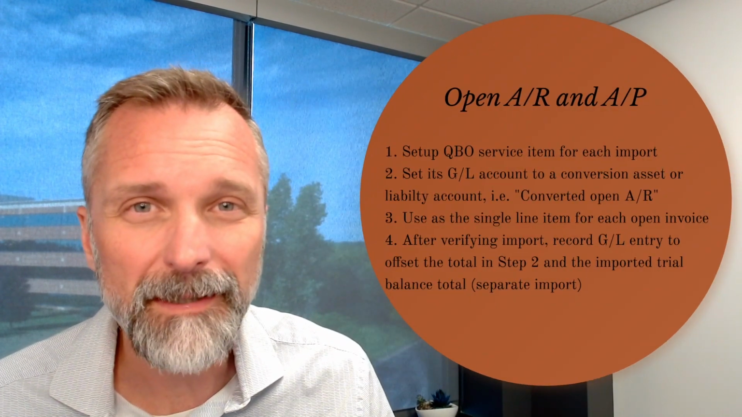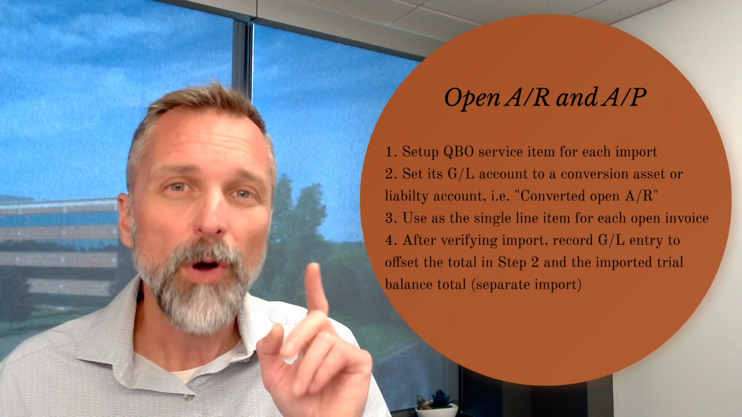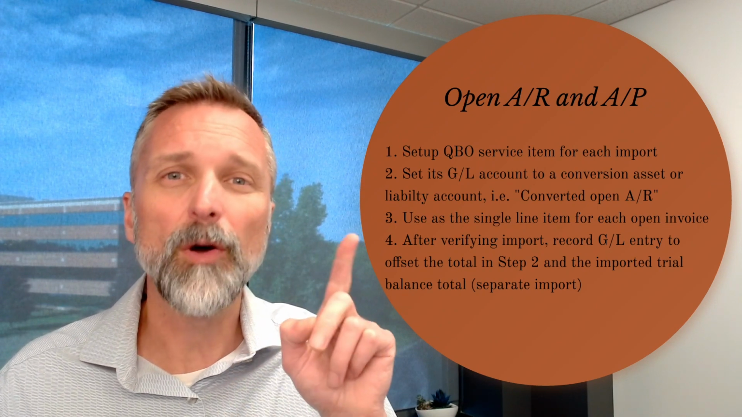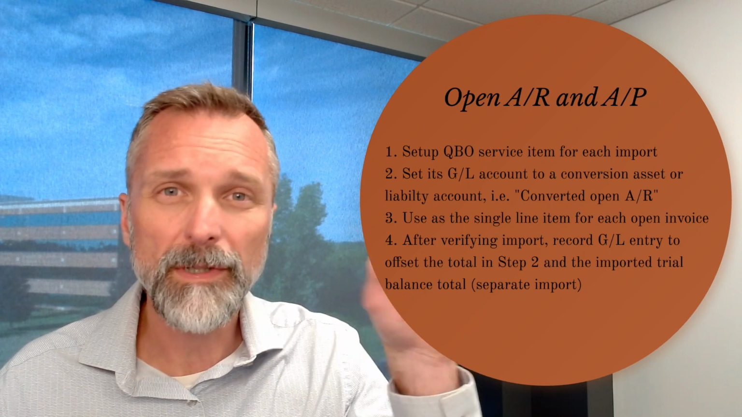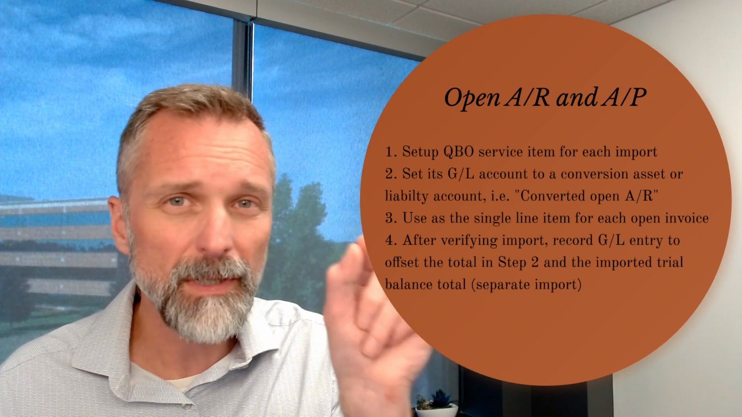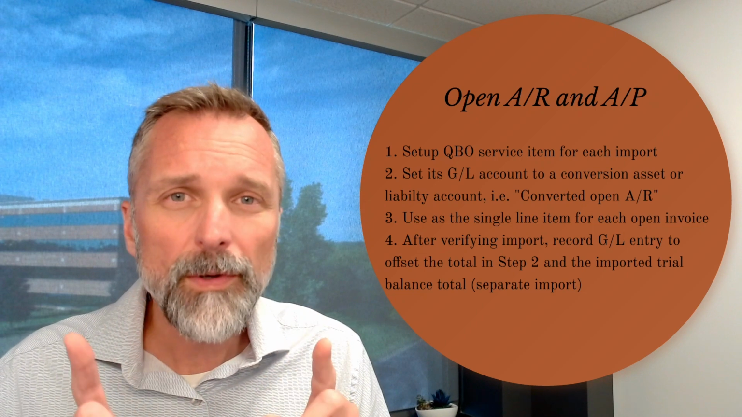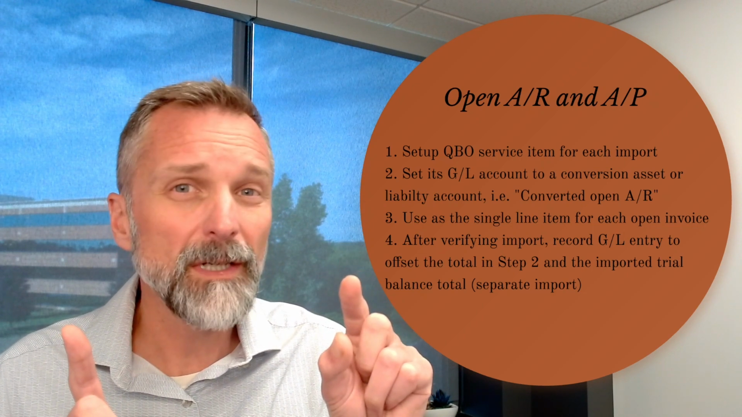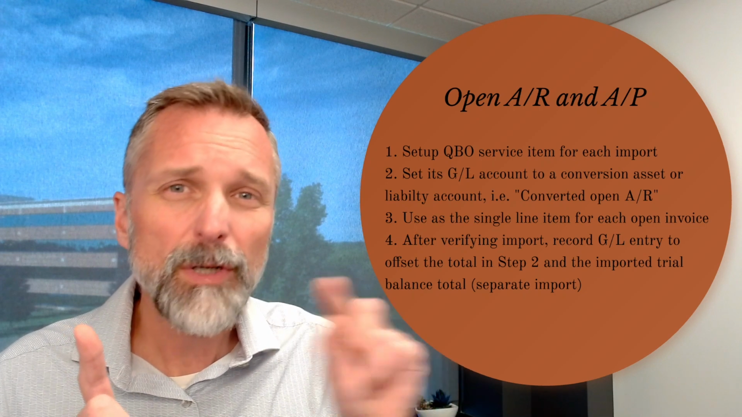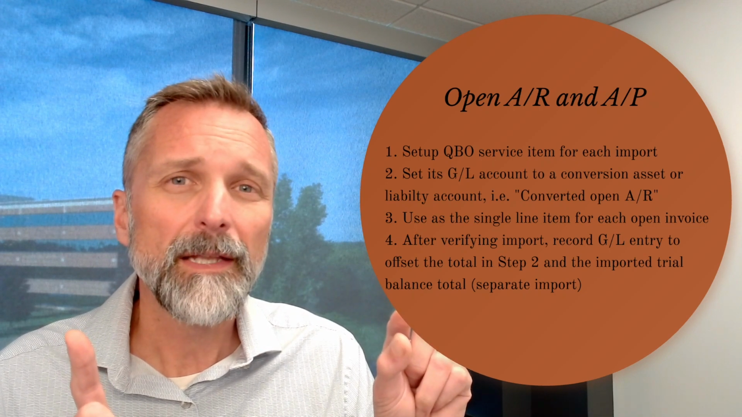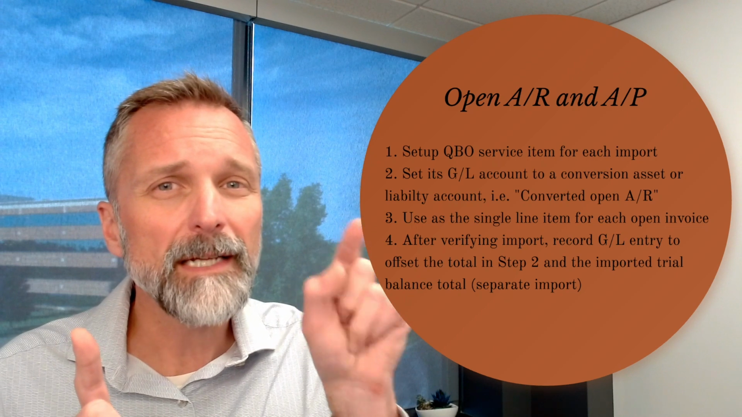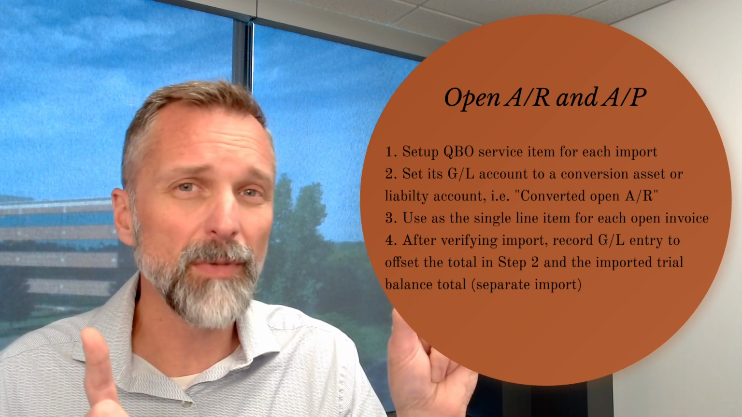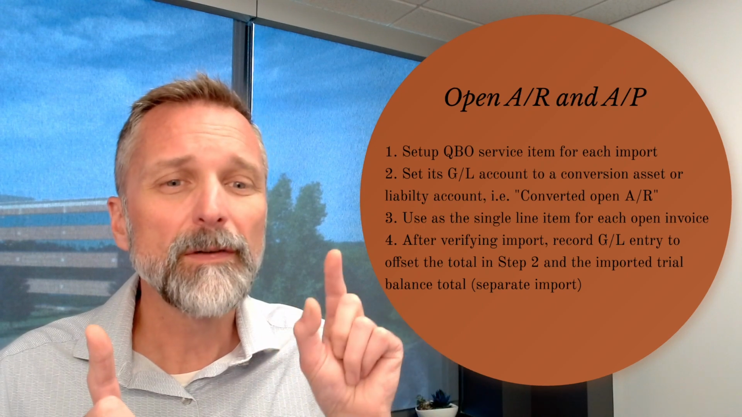Now this gets a little trickier. You have open customer invoices, customers that owe you money, and open vendor bills that you owe to your vendors as of whenever you do the conversion. Before you convert, you need to set up an item in QBO that's going to represent the converted balance. And step 2 here is to set its GL account to a new account, one that doesn't exist in JobBoss2. And that's going to be the converted balance.